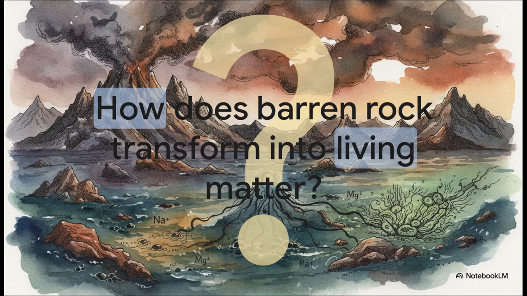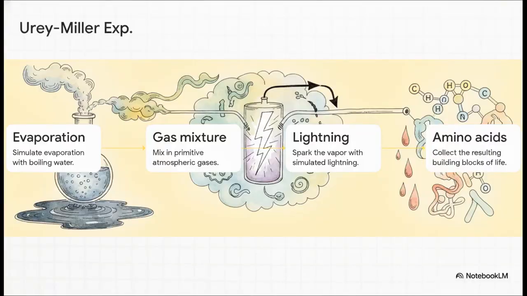So how exactly do you take this toxic, non-living chemical soup and turn it into life? Enter the famous Urey-Miller experiment. This was a brilliant piece of science where researchers essentially tried to build primitive Earth in a lab to see if they could generate the building blocks of life from scratch. They set up a system that boiled water to simulate ocean evaporation. As that water vapor rose into a chamber, they pumped in those nasty primitive gases we just talked about: methane, ammonia, hydrogen. And then they introduced a spark.